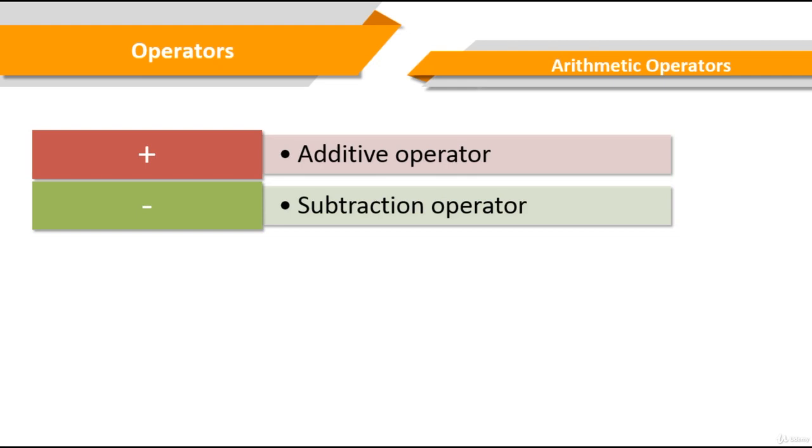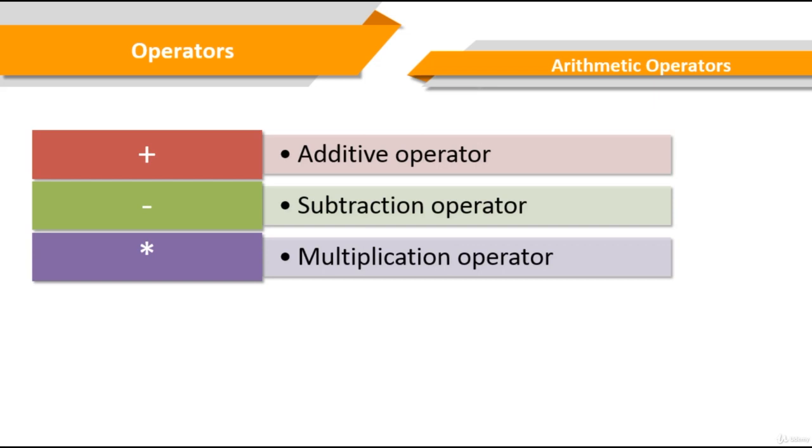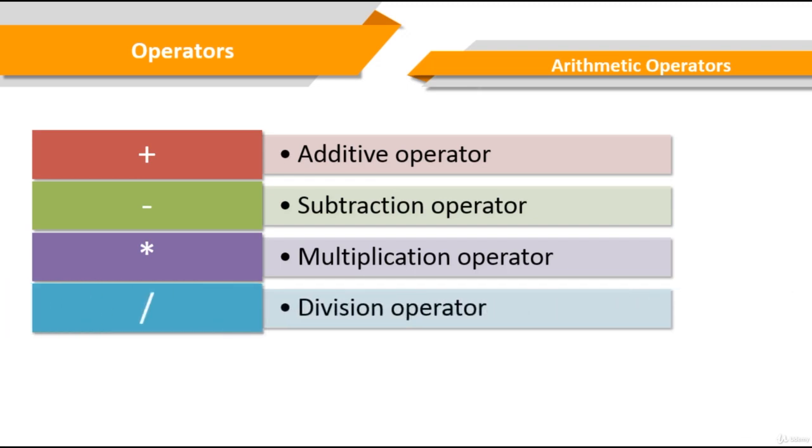It subtracts the right operand from the left. Asterisk is a multiplication operator. It multiplies two operands. Slash is a division operator. It divides the left operand by the right one. The type of division result is float by default.